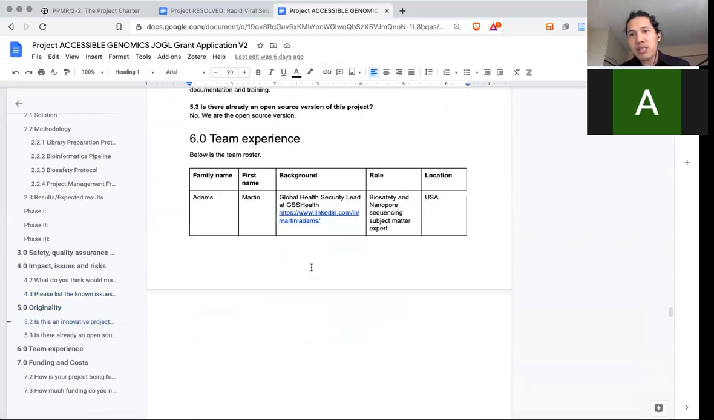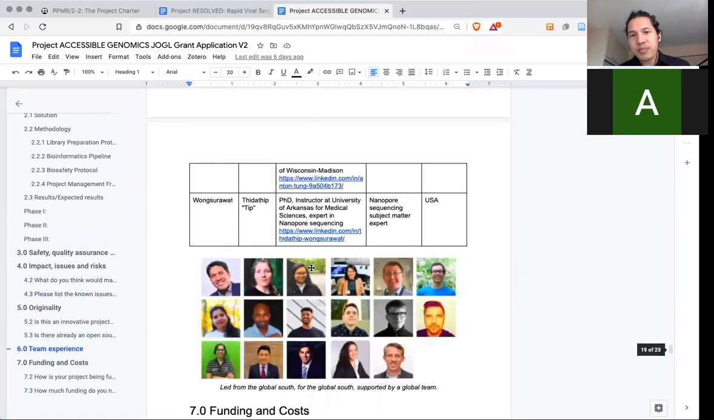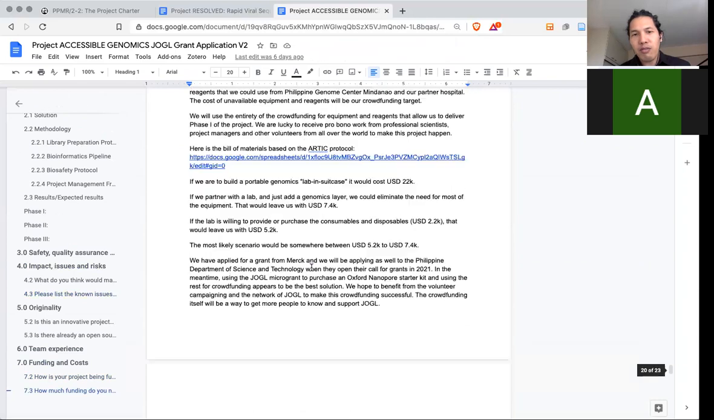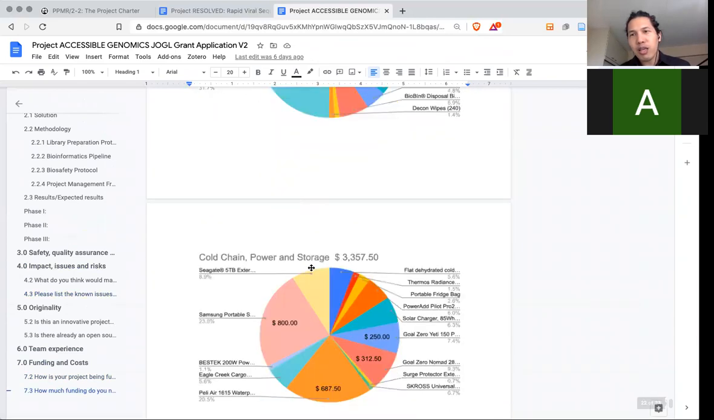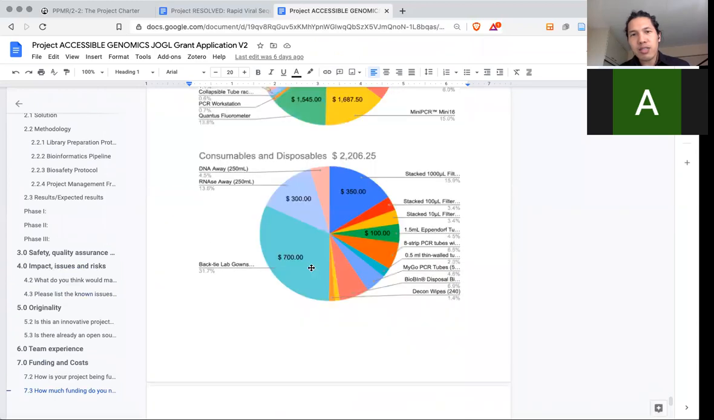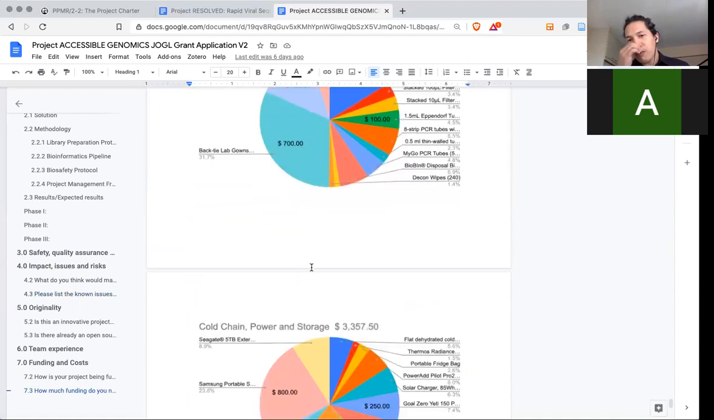In this case, we asked for money, so we had to put in a lot of planning first. This is the budget, a breakdown of the budget. We had to do a lot of planning first before doing this charter, or this grant application.